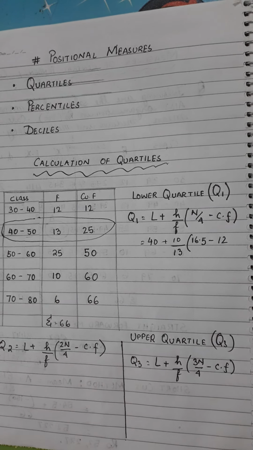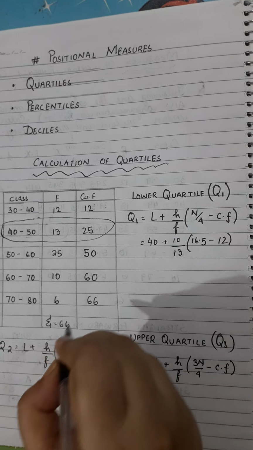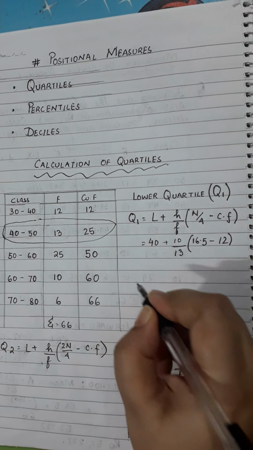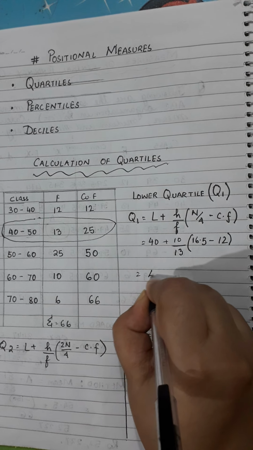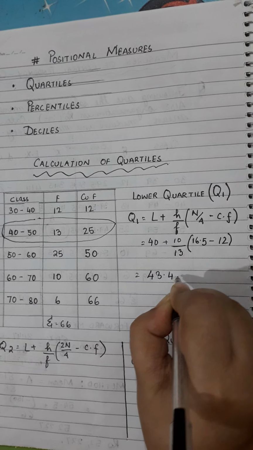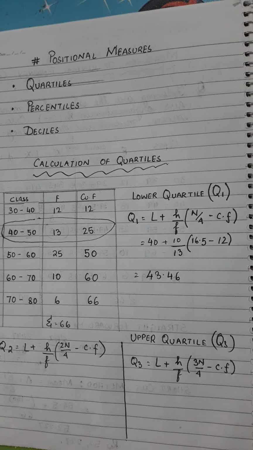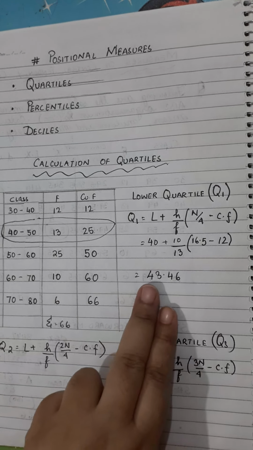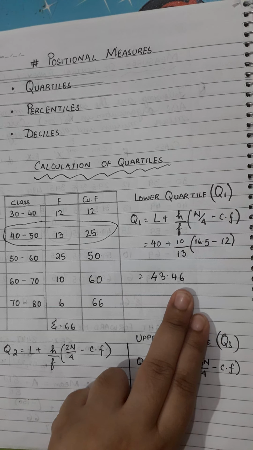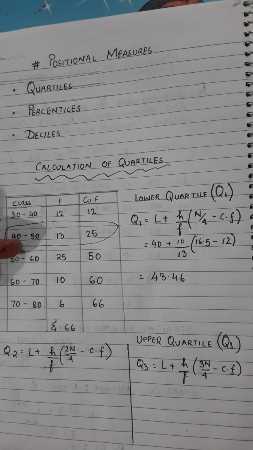So we calculate the value. The value that we get here is 43.4615. We'll take it as 43.462, or we can keep it as 43.46. So 43.46 is the particular value where 25% of the data in the distribution will be lying below it and 75% of the data will be lying above it.